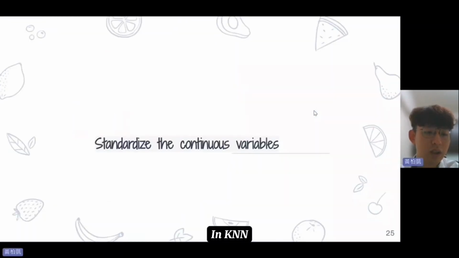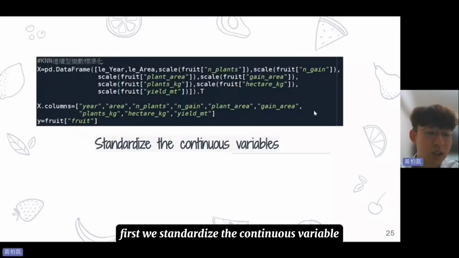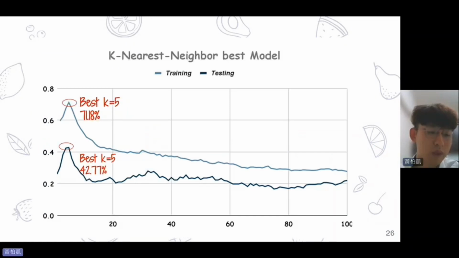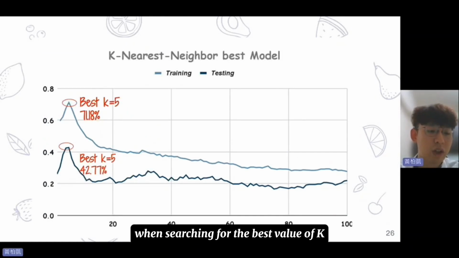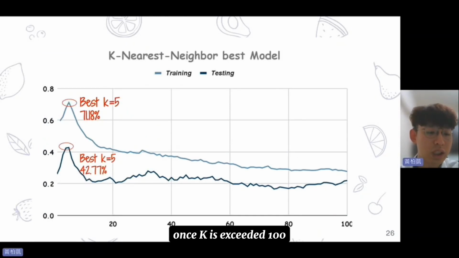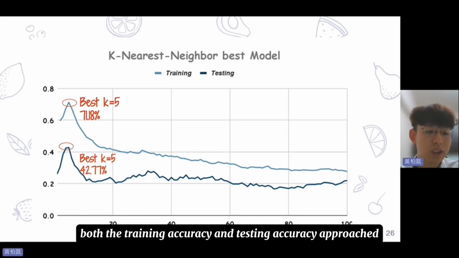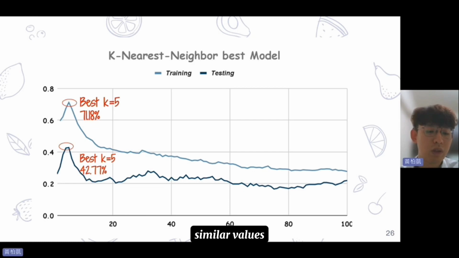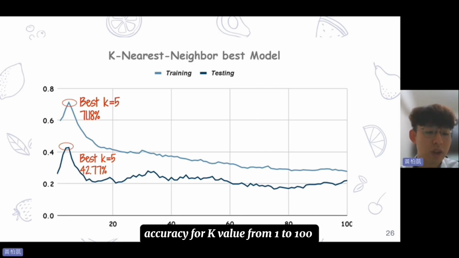In KNN, first, we standardize the continuous variable. When searching for the best value of k, we observe that once k exceeds 100, both the training accuracy and testing accuracy approach similar values. Thus, we only plotted the accuracy for k values from 1 to 100.